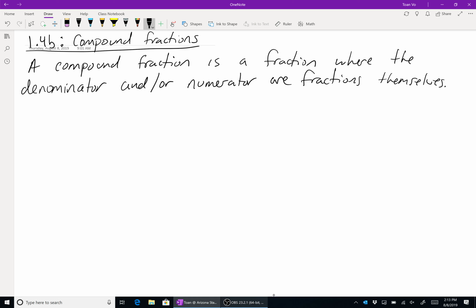In math, the word compound usually means more than one. It usually means put inside of each other. So it's like fraction inception. You look at a fraction, boom, there's another fraction, there's another fraction.